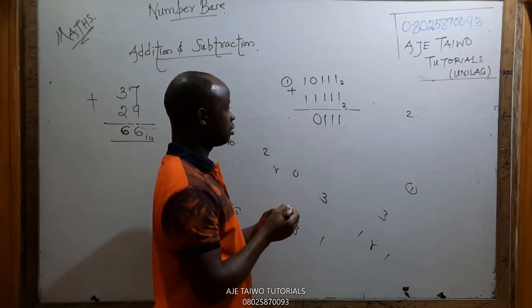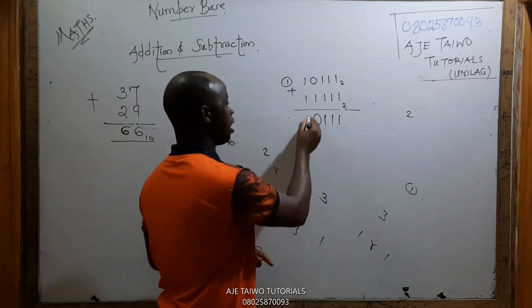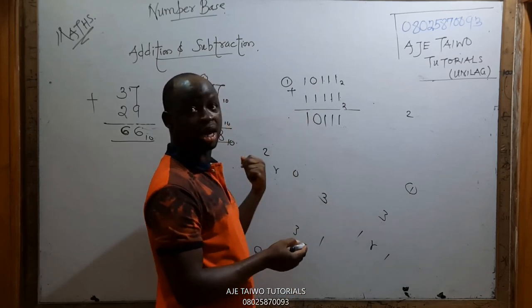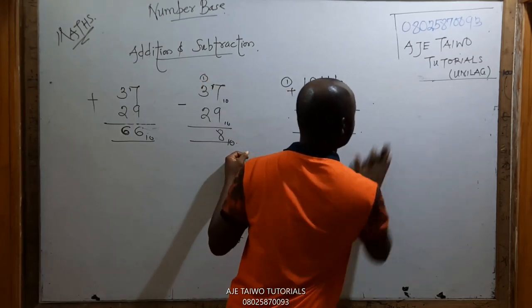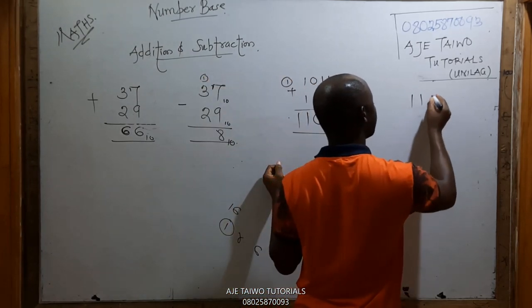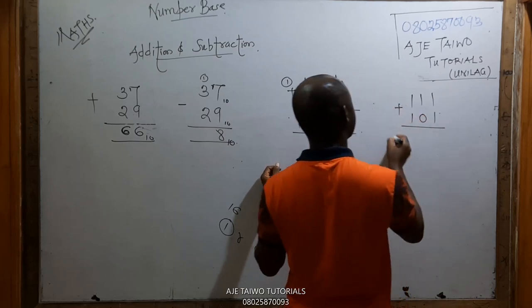You can't put 3 down. So, 2 in 3. 1. Remainder, 1. And the last one you're carrying, put it down. That's the answer. Let's do this one. 111 plus 101. Let's add this.